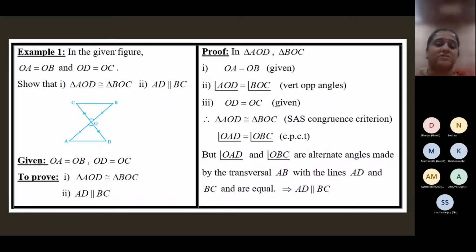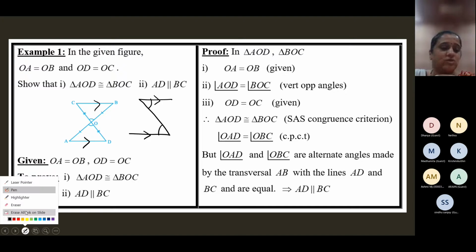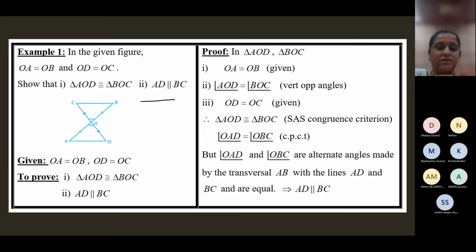So you will have to show that AD is parallel to BC. AD, this one, is parallel to BC. So see here, this line is the transversal. You will have to show that these two lines are parallel. So you should show that these two angles are equal. You will have to show that this line BC is parallel to AD. This is AD. This is BC. You must show that they are parallel. That means you must show that this angle is equal to this angle. So if you show that this angle is equal to this angle, you can say that they are a pair of alternate angles and they're equal. So the lines are parallel.